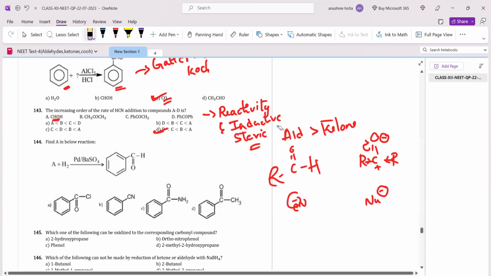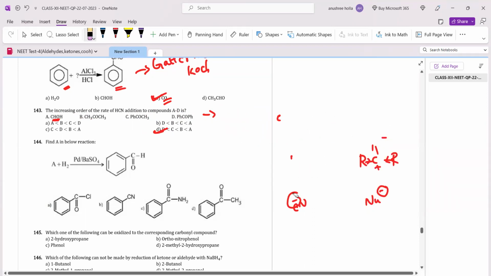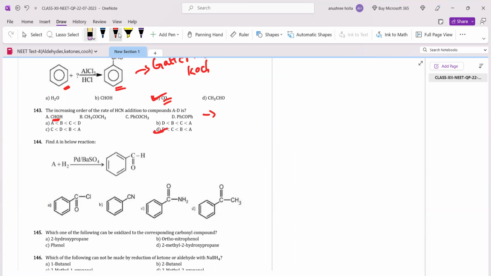Next. They are asking you to find A in the below reaction. Again, they're asking you to find a reactant. And this is also a named reaction. This question is also based on a named reaction, and that reaction is the Rosenmund reduction. In Rosenmund reduction, we will take benzoyl chloride. Where is it? Benzoyl chloride, option A. This will undergo reduction in the presence of barium sulfate to give benzaldehyde. So this is straight away a named reaction, a direct reaction.